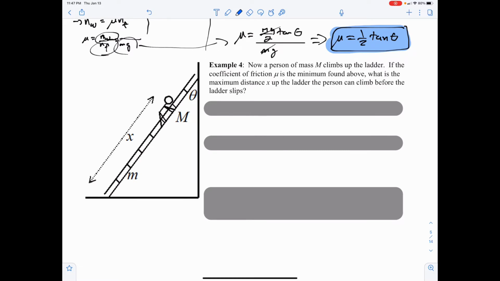Example 4. Example 4 is adding another dimension to this because now you have a person of mass m who's climbing the ladder. The coefficient of friction, mu, is the same as what we found, so we know that mu is 1/2 tan theta, and we can use that later on. We want to find the maximum distance up the ladder the person can climb before the ladder starts to slip. So let's do what we did before.